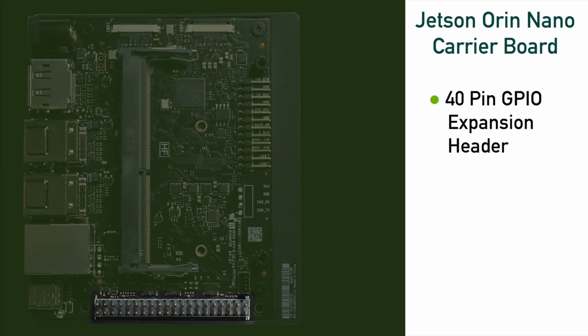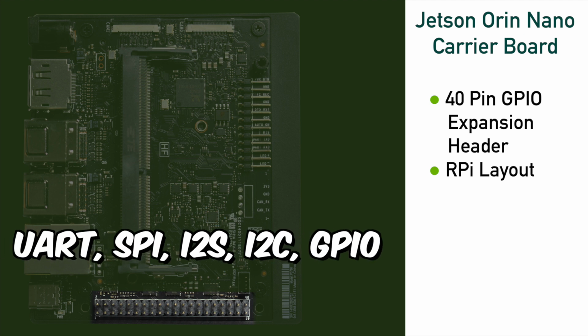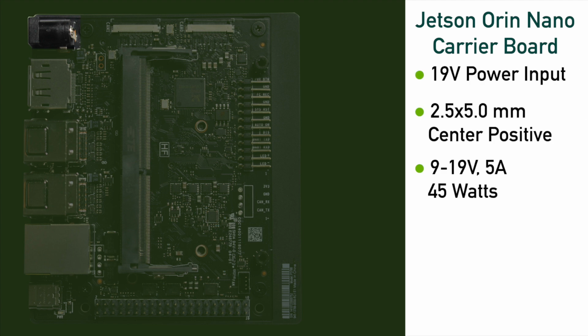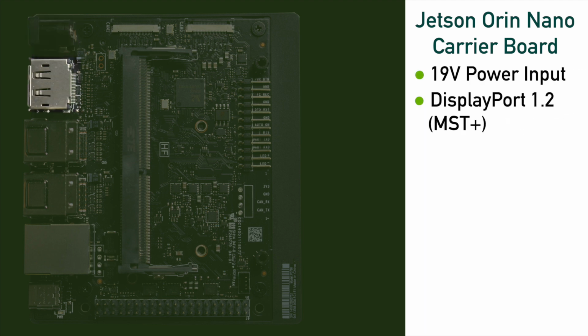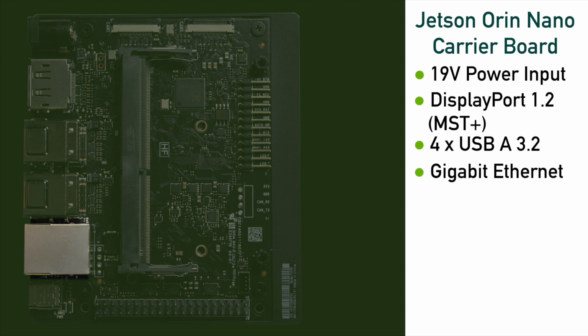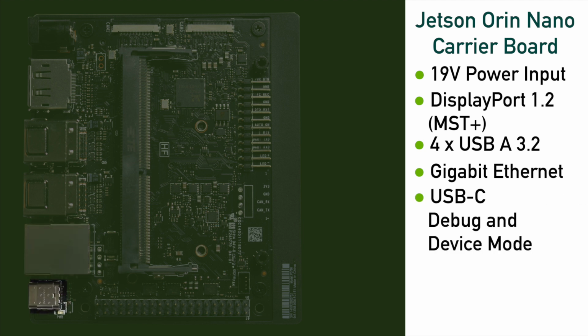Next, we have a 40-pin GPIO header. It's in a Raspberry Pi layout. It provides an interface to UARTs, SPI, I2S, I2C, and GPIO. Then we have the main connectors, 19-volt power input. It's a barrel jack. Then we have a DisplayPort connector, four USB 3.2 Gen 2 connectors, gigabit Ethernet, finally USB Type-C. It's an upstream-facing port.